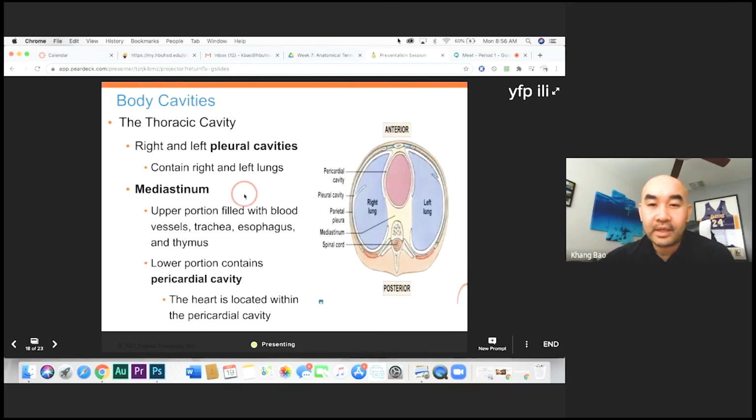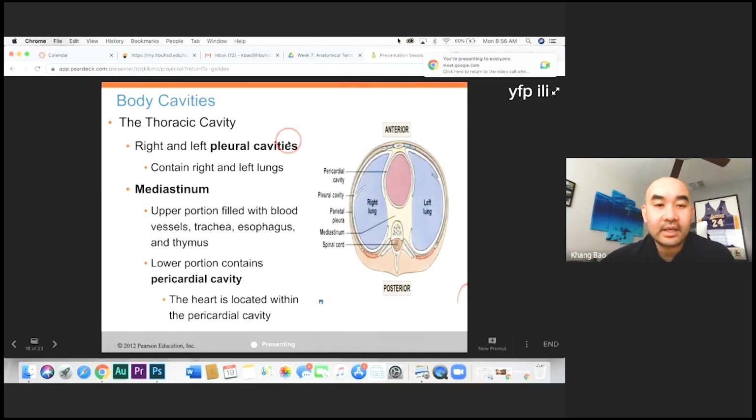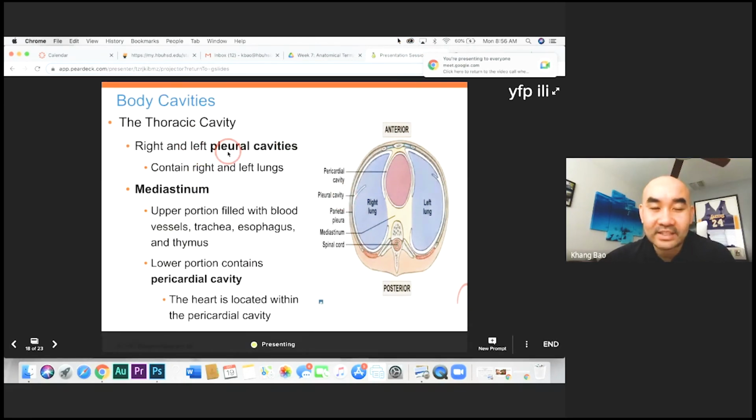All right, let's focus on the thoracic cavity really quick, right? And again, the thoracic cavity carries the lungs and the heart. Thoracic cavity contains the right lung. That would be the right pleural cavity. Pleural, your root word, pleural means lungs, right? Has to do with the lung. And that's the cavity here that covers the right lung. And you have another cavity here inside the thoracic cavity, by the way, for the left lung. And this is the back, by the way. This person is facing this way.